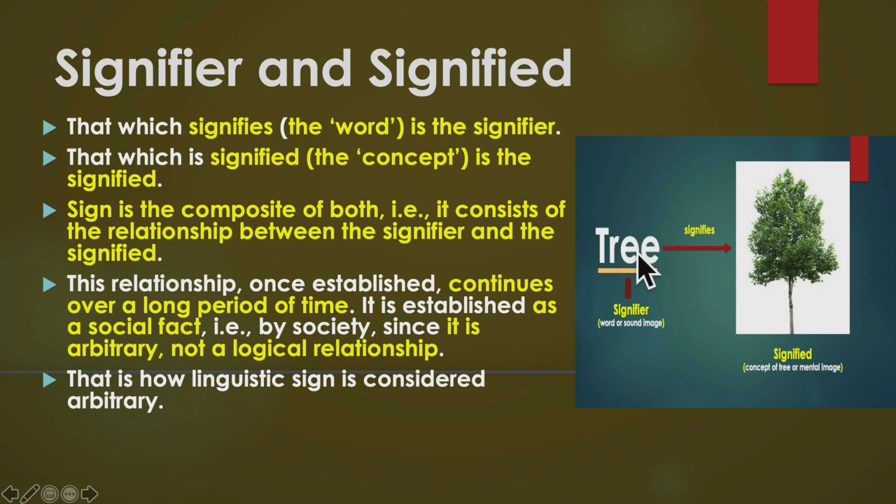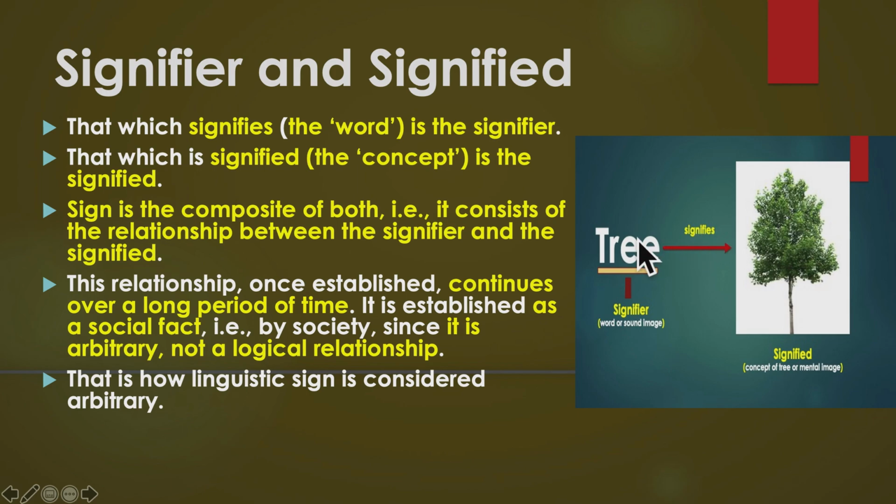But this word, the sound image, once it is established as the signifier, this relationship between this word and this image concept, once it is established, it continues for a long period of time. You cannot change it. It is established as a social fact. Why does it continue for a long period of time? Because now it is established as a social fact. People know that the word tree, this sound image, means this object in the mind.